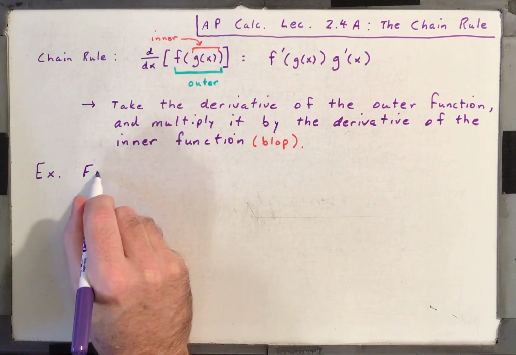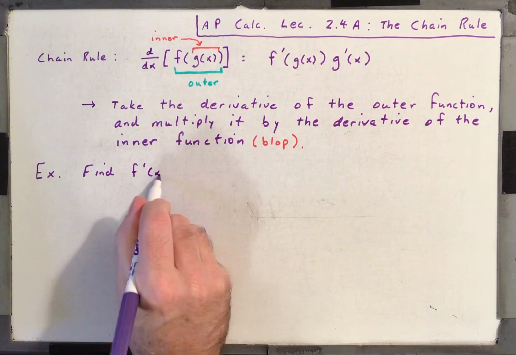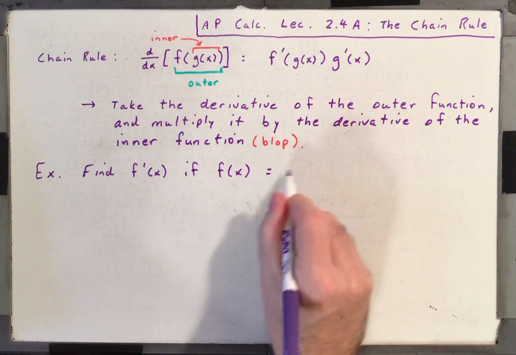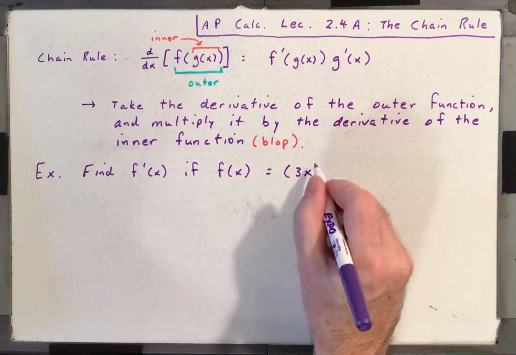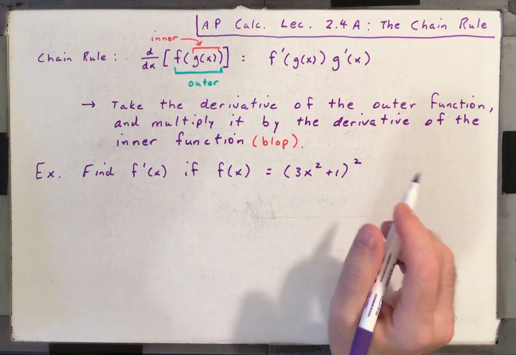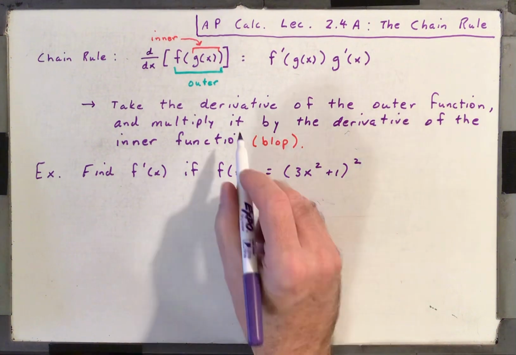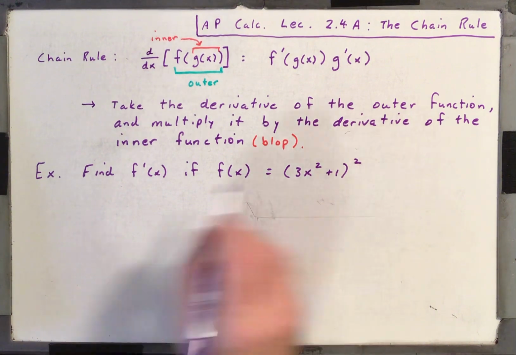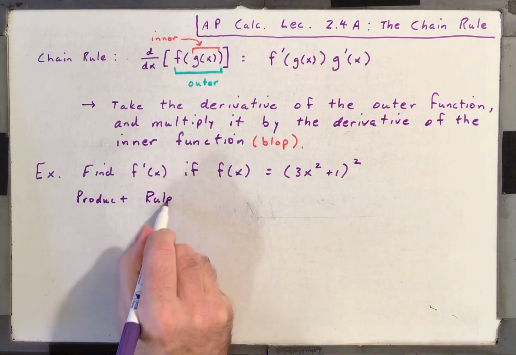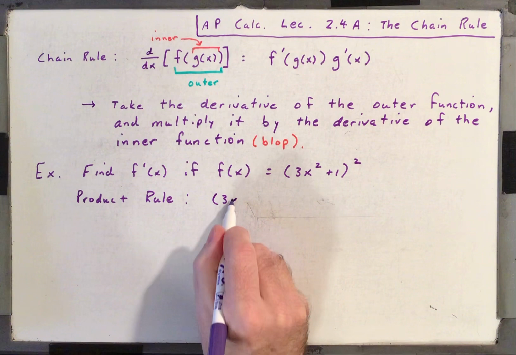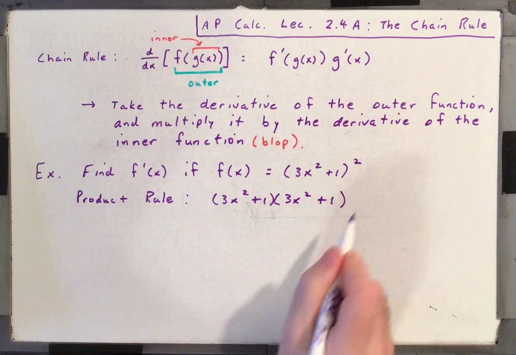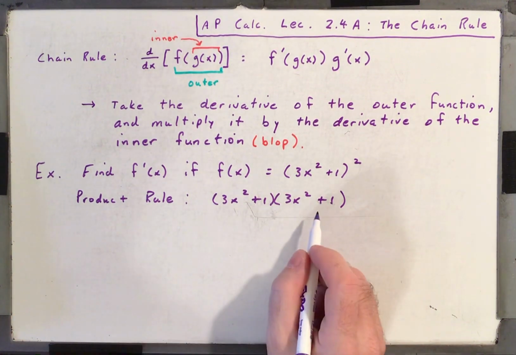So find f prime of x if f of x is equal to 3x squared plus 1 all squared. Instead of doing this by the chain rule, I want to show you what it's like if we use the product rule. We would just write it out twice: 3x squared plus 1 times 3x squared plus 1. Now we could just FOIL that out and then use the power rule, but let's use the product rule.